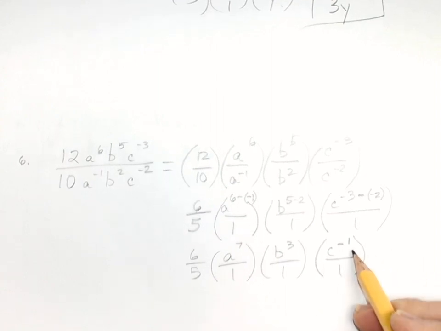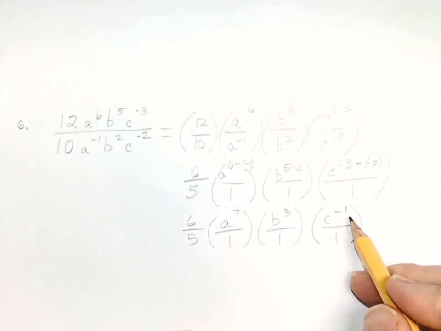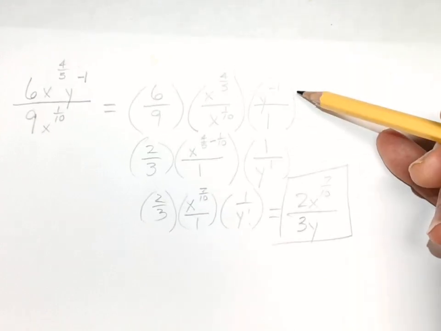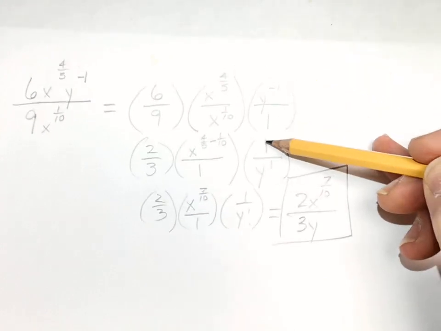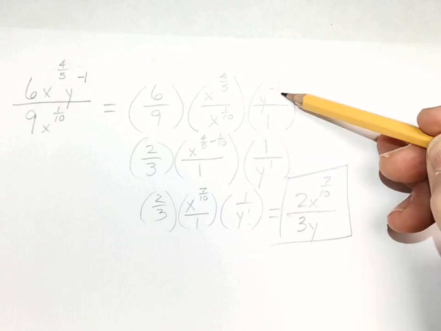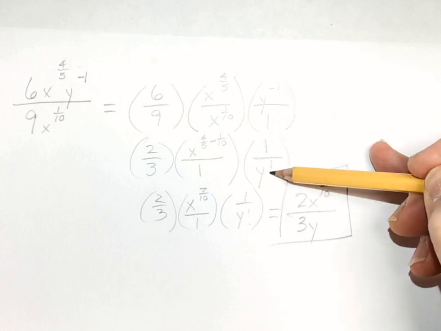Alright, this guy's holding me up. So again, just like in our last problem, when we had a negative exponent, we fixed it by simply changing positions in the fraction. You're in the wrong place, bud. Alright, now you're in the right place.